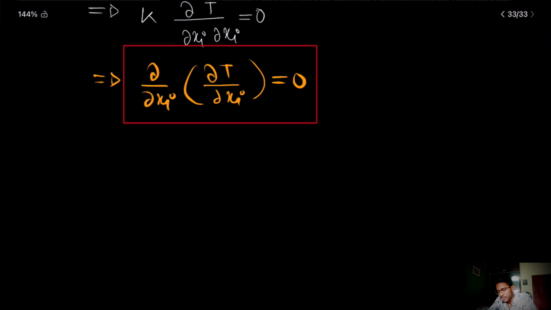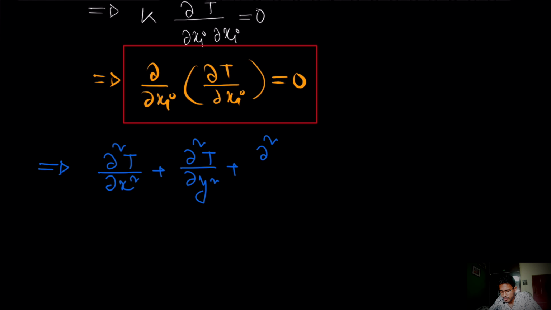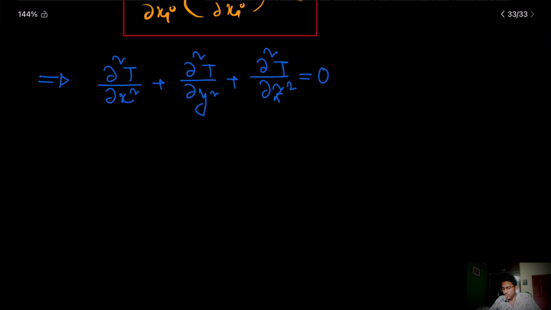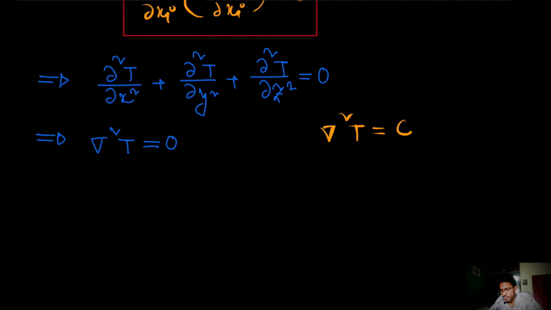Now let me again expand this: del squared T del x squared plus del squared T del y squared plus del squared T del z squared. So this is the Poisson equation, right? That is the short form I can write. Sorry, this is the Laplace equation. So what is the Poisson equation? Poisson equation is this equal to some constant, and Laplace equation is equal to 0.